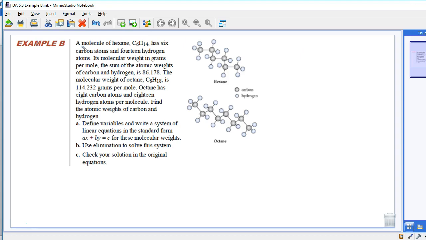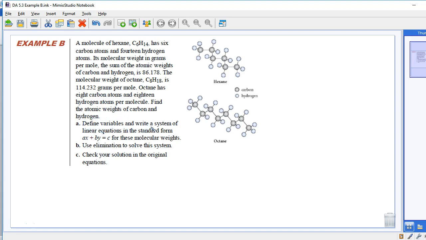Example B: a molecule of hexane, C6H14, has 6 carbon atoms and 14 hydrogen atoms. Its molecular weight in grams per mole, the sum of the atomic weights of carbon and hydrogen, is 86.178. The molecular weight of octane, C8H18, is 114.232 grams per mole. Octane has 8 carbon atoms and 18 hydrogen atoms per molecule. Find the atomic weight of carbon and hydrogen. Wow, that seems like a lot, but let's break this down.